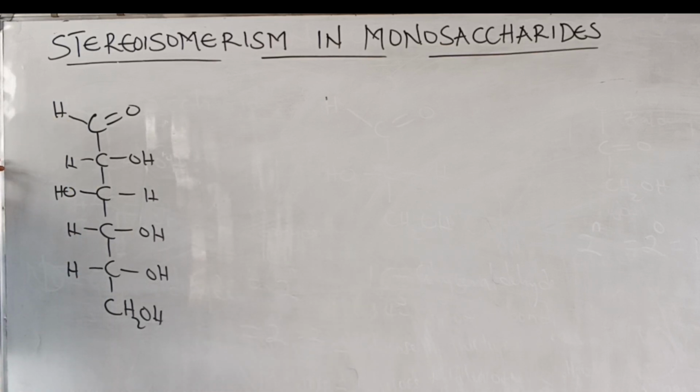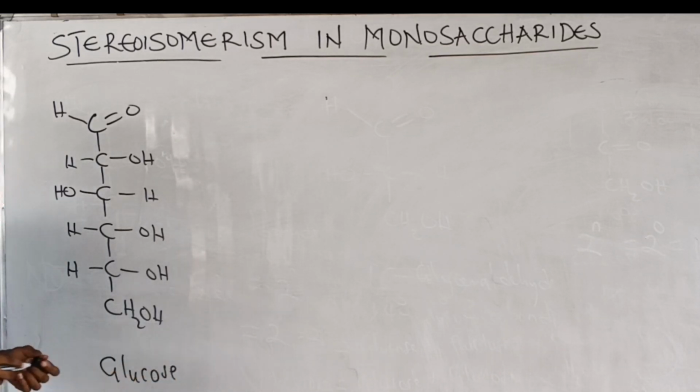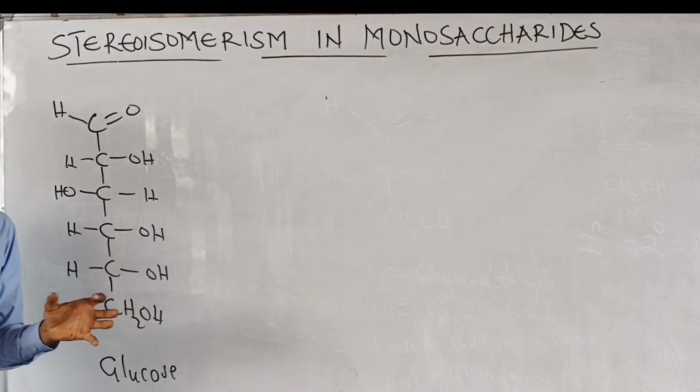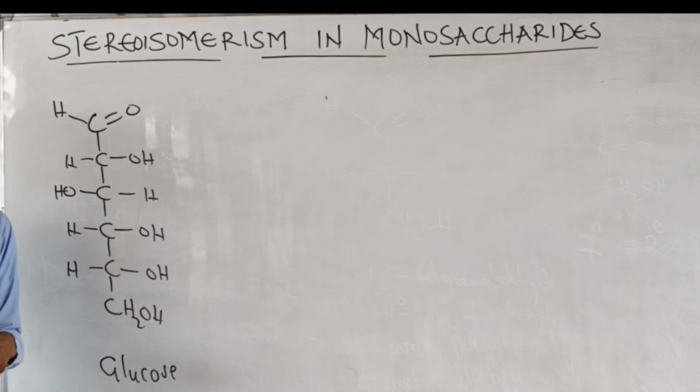Is this an aldose or a ketose? Aldose, because we have an aldehyde functional group, right? Now, this is the structure of glucose. But first, is this D-glucose or L-glucose?